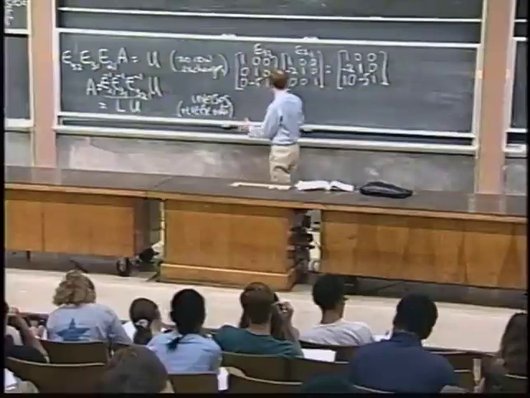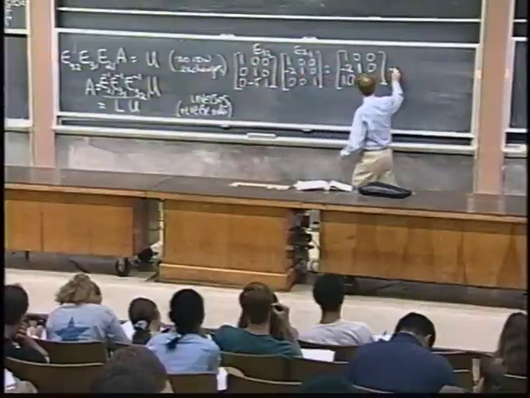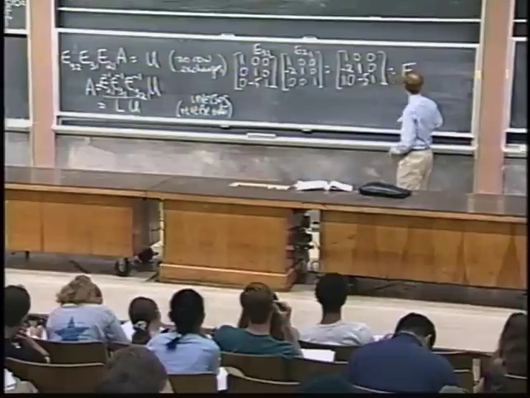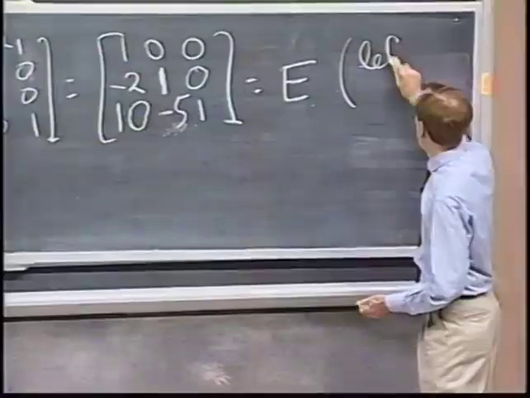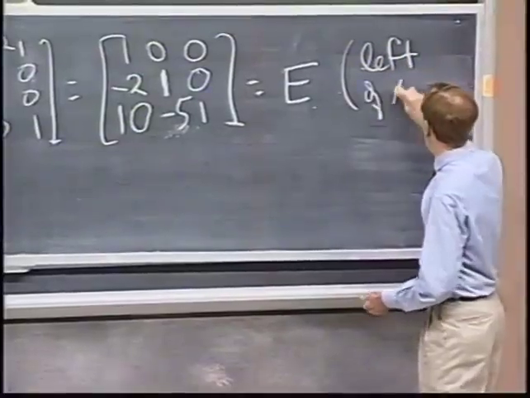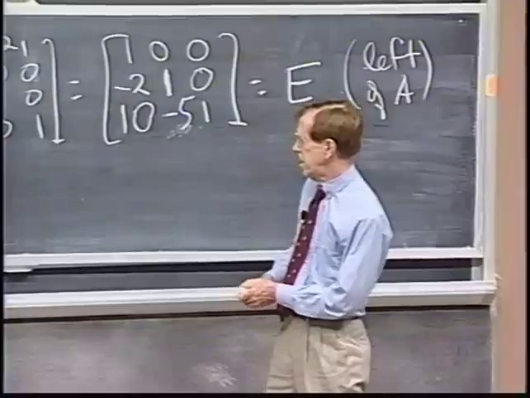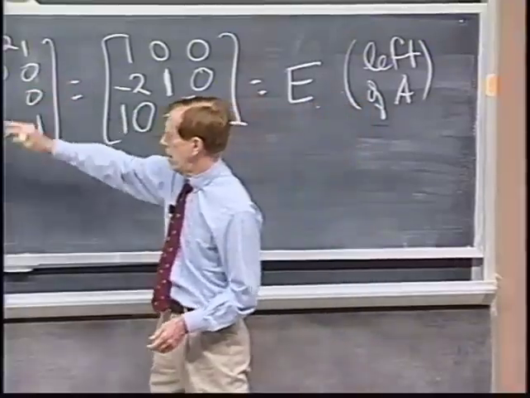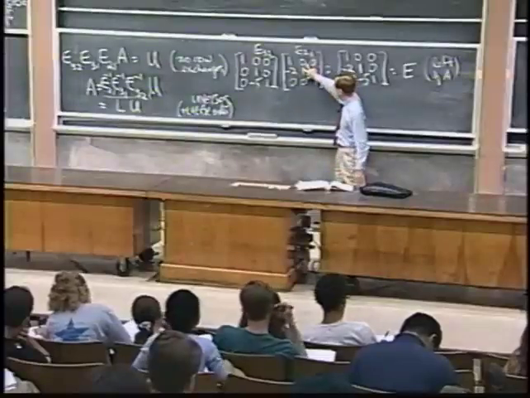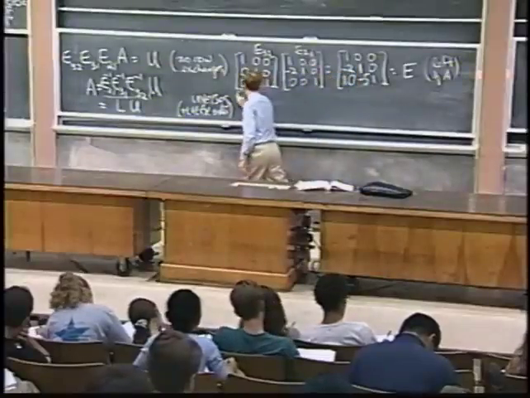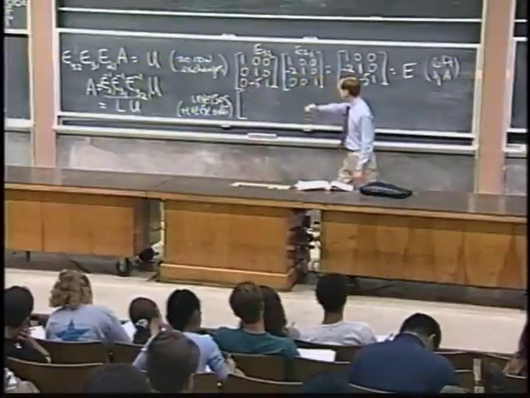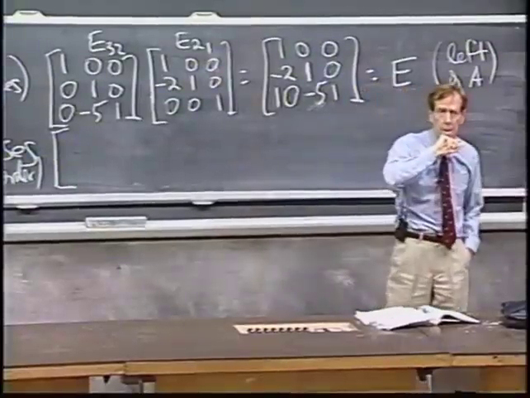Okay, so now this is the E that goes on the left side, left of A. Now I'm going to do the inverses in the opposite order. So the opposite order means I put this inverse first. And what is its inverse? What's the inverse of E21?